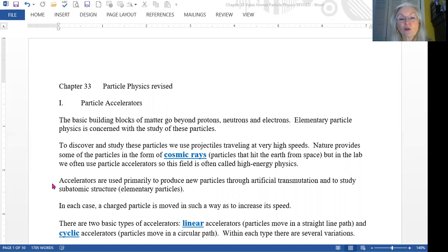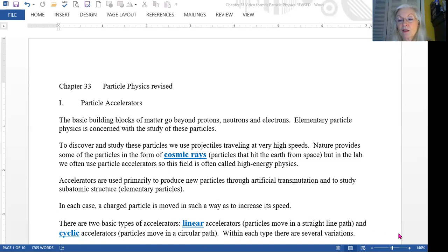So they're used to produce particles through artificial transmutation. So we take a particle and we slam it at a target and then look at the end result. And a lot of times these end results give us information about the substructure of the atom, and we can then take it from there. So in every case, what we do is we have a charged particle and it's moving in such a way as to increase its speed.